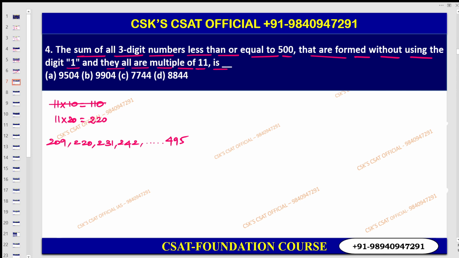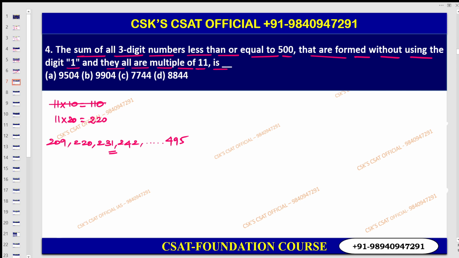Now, after this, try to understand. The question clearly states that the 3-digit number should not contain a 1, but here 1 is there. How many such ones are there, that also we have to find out here. If you know that procedure, automatically we can solve.